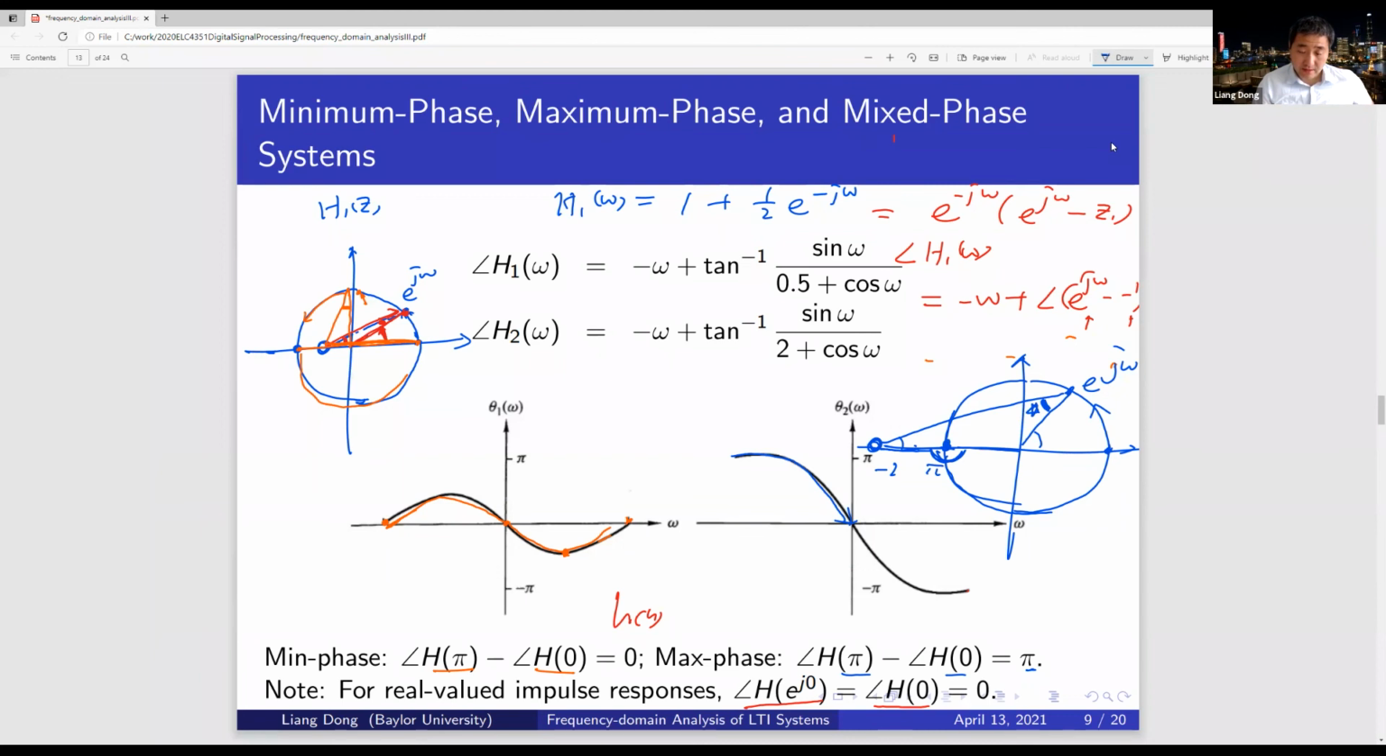The maximum phase is because I have a zero that is also outside the circle. So you travel along this line, you find the angle. When you add a pi, you are on a completely different side of my point. So the angle has the maximum, which is pi. So that's how we verify, visually, that indeed we have a minimum phase system, changing from 0 to 0. And this is the maximum phase case, changing from 0 to pi.